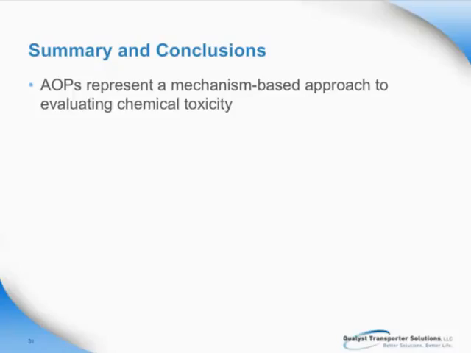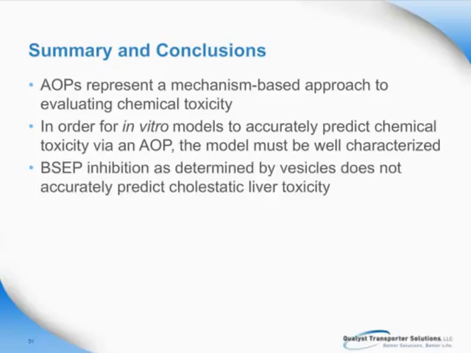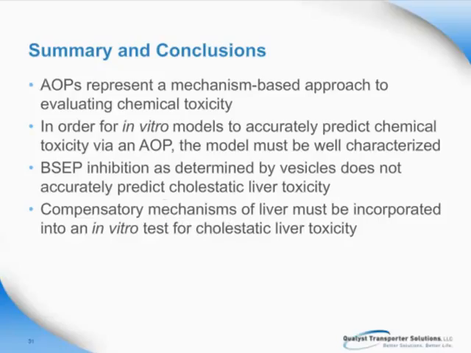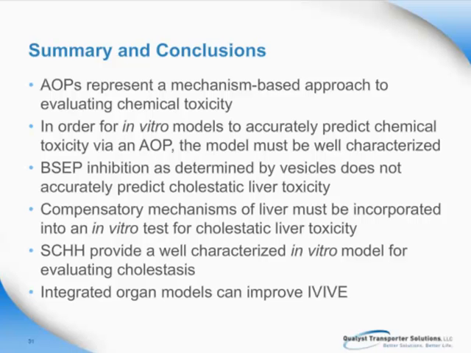So in summary, adverse outcome pathways represent a mechanism-based approach to evaluating toxicity and that is relevant for risk assessment. In order for in vitro models to accurately predict chemical toxicity via AOP, the model must be well characterized. BSEP inhibition by vesicles does not accurately predict cholestatic liver toxicity because it leaves out the key biology, the compensatory mechanisms that are necessary to understand before you can make a prediction. The sandwich cultured human hepatocytes provide a well-characterized in vitro model for looking at cholestasis or the potential, and when you integrate that model with other organ systems, you can start building physiologically based pharmacokinetic models.